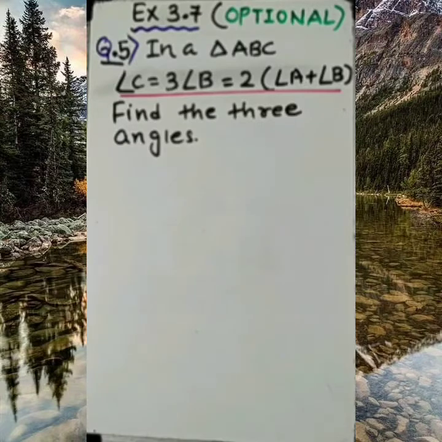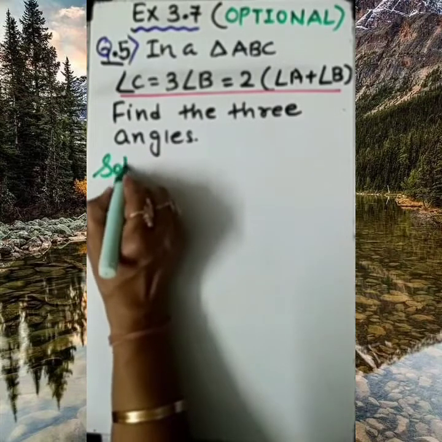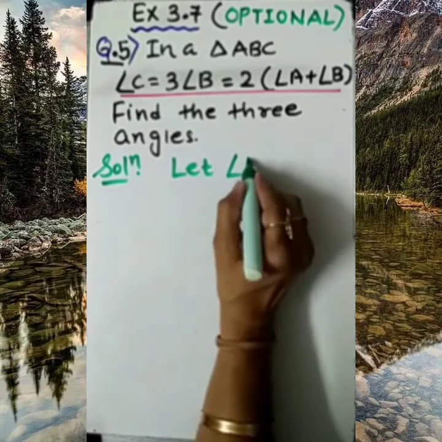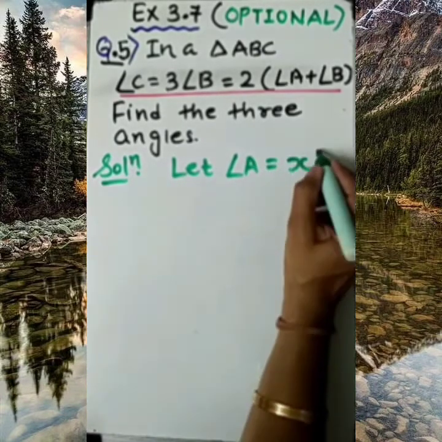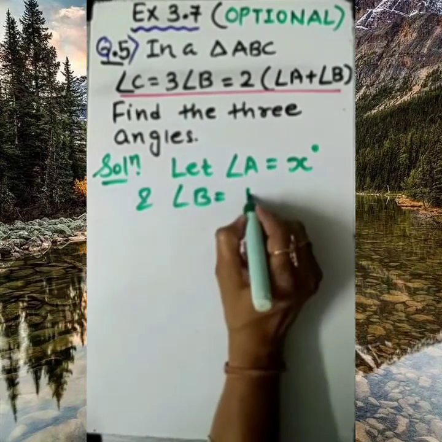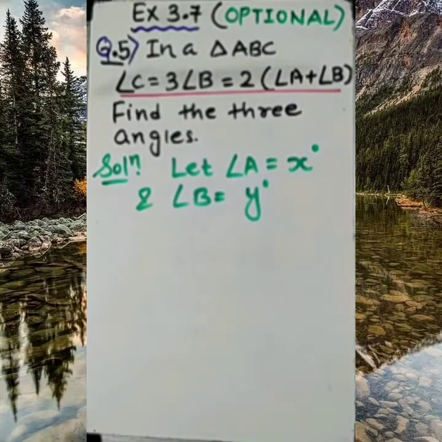Okay. But as we know, when we are talking about forming a linear equation in 2 variables, we need to assume any 2 angles, any two angles out of 3. So my dear student, I would like to choose angle A and B. So I am considering, let angle A equal to x degree and angle B I am considering as y degree. Also I am mentioning degree because we know angle must be measured in degrees.